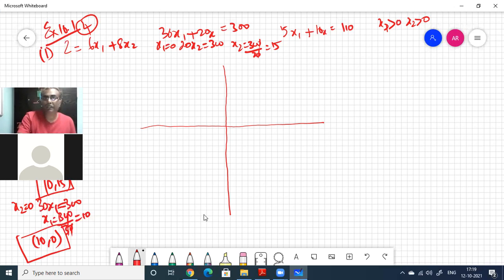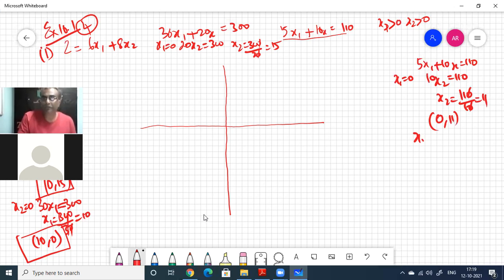Now let's take this other one. 5x1 plus 10x2 is equal to 110. Here you take x1 equal to 0. 10x2 is equal to 110. So x2 is equal to 110 by 10. It's equal to 11. Okay, so the point is 0, 11.